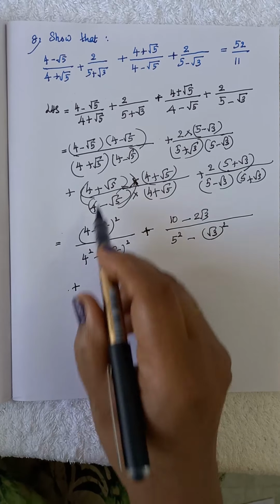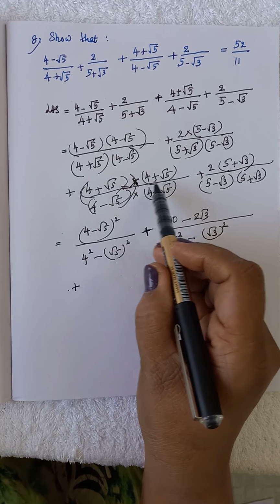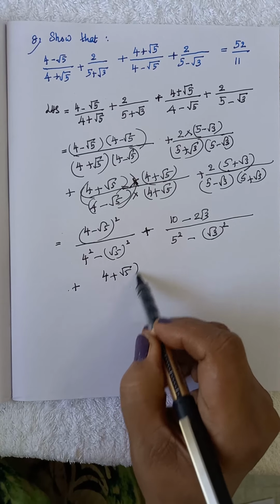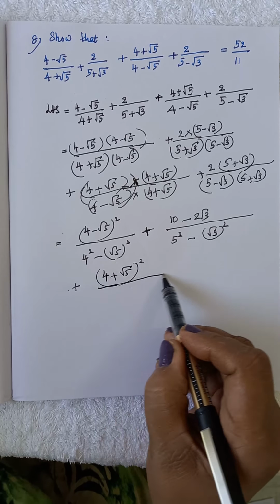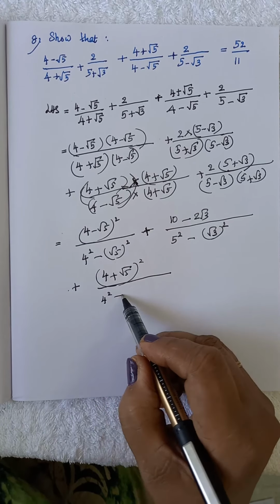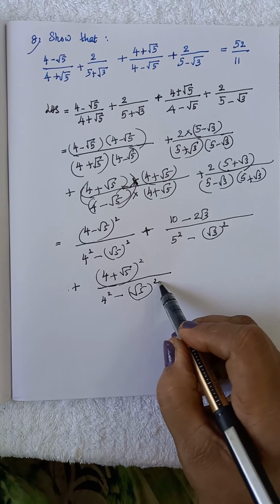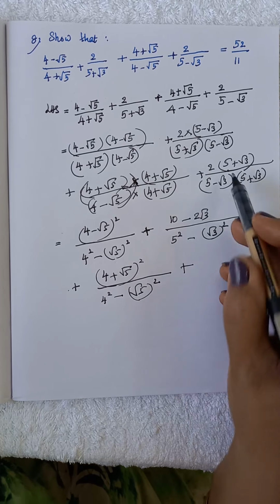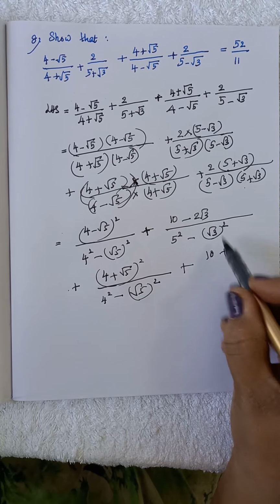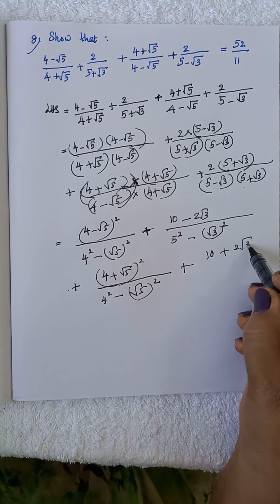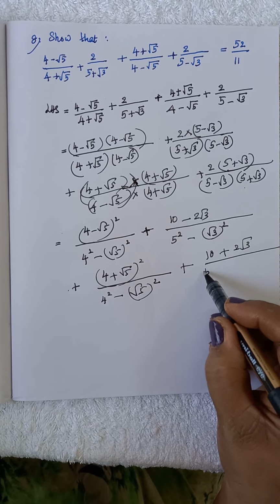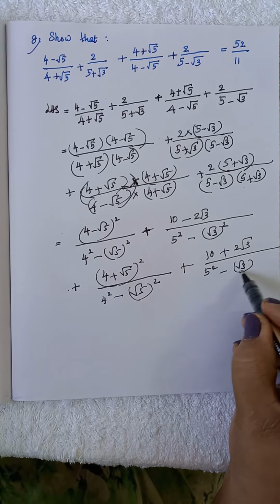Now plus 4 plus root 5 into 4 plus root 5. That is (4 plus root 5) whole square divided by, this is a plus b into a minus b form. So 4 square minus root 5 square. Now that plus the last term, that is 2 into 5, that is 10 plus 2 into root 3, 2 root 3 divided by a plus b into a minus b form. So 5 square minus root 3 square.